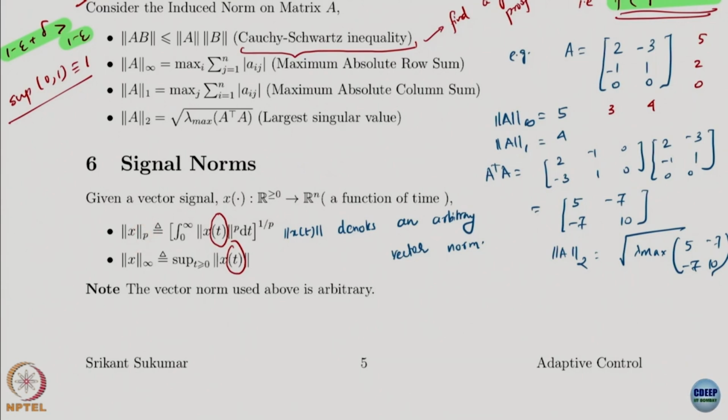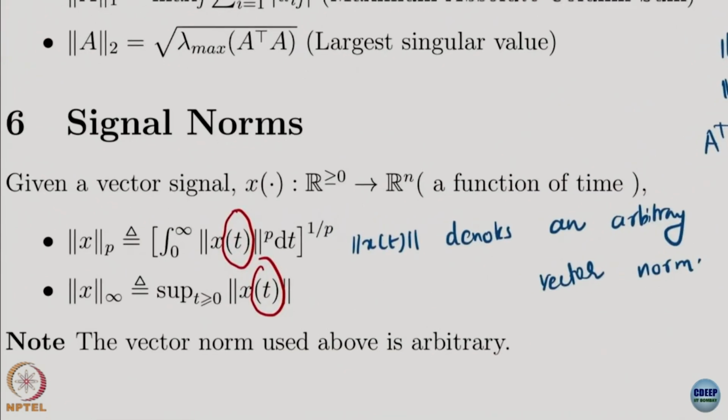Okay, don't get confused. So, the P signal norm is the integral from 0 to infinity of the vector norm to the power P dt, and you take the pth root of this integral. Similarly, the infinity norm is the supremum over all time of this vector norm.